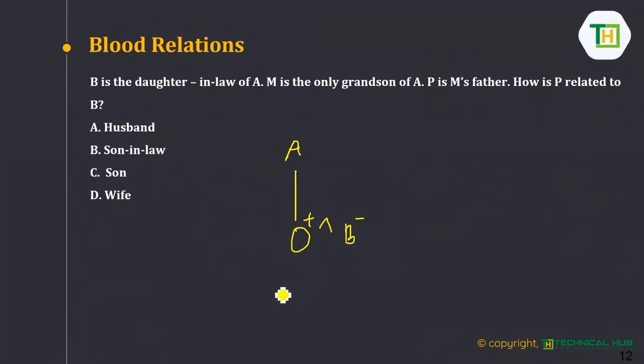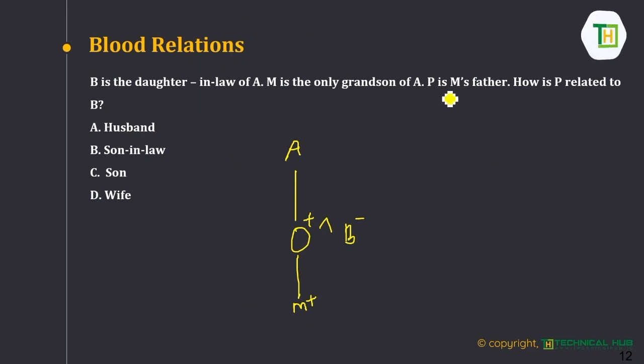Next one. M is the only grandson of A. A's son is here, and the son's son is the grandson. M is the only grandson, meaning the daughter-in-law's son, or the son's son. So M is the only grandson of A.